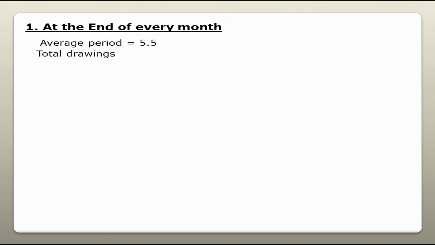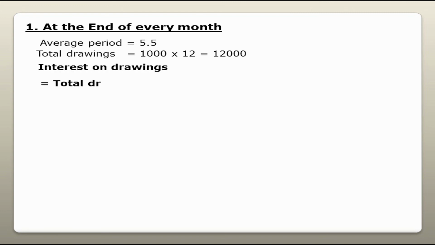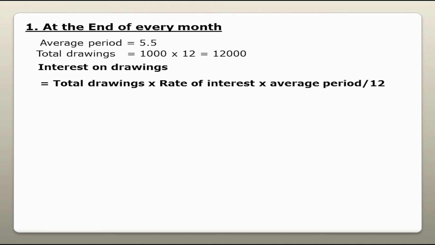And the third one, at the end of every month, the average period will be 5.5 months. So the total drawings is again 1,000 into 12, 12,000. Formula: interest on drawings is equal to total drawings into rate of interest into average period by 12. So 12,000 into 5 by 100 into 5.5 by 12, which gives us 275. Well, that's all for today.